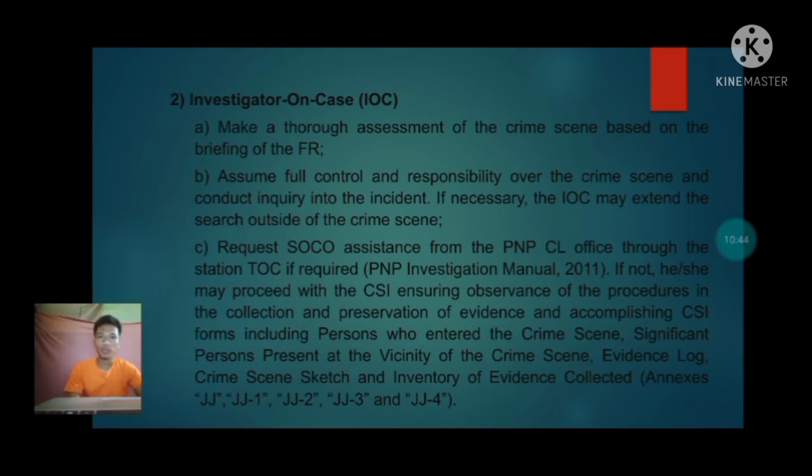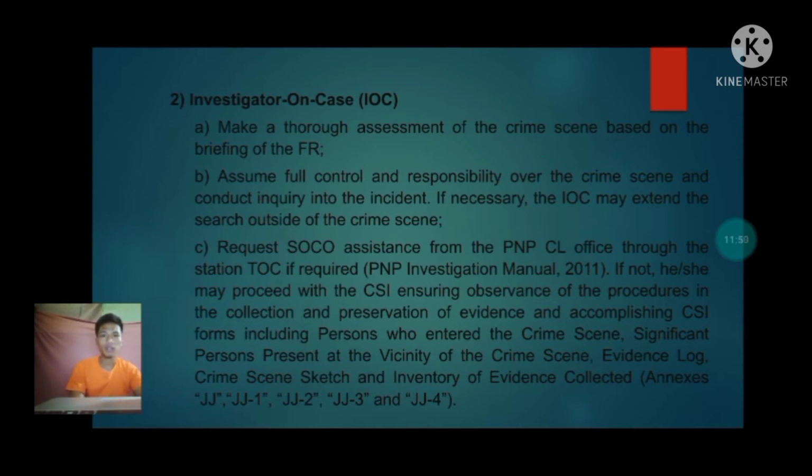Number 2 is investigator on case or IOC. Letter A, thorough assessment of the crime scene based on the briefing of the FR. Letter B is assume full control and responsibility over the crime scene and conduct inquiry into the incident. If necessary, the IOC may extend the search outside of the crime scene.